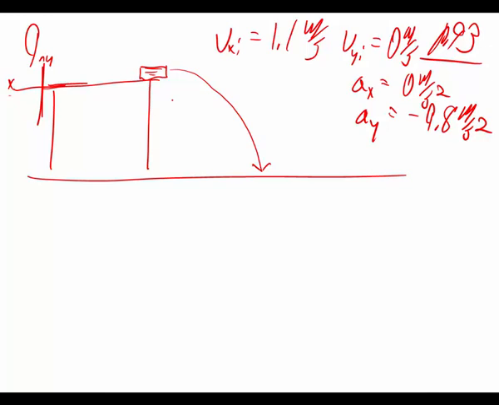Okay, conceptually in the x, no acceleration. Conceptually in the y, negative 9.8. Okay. Y velocity initial is 0. X velocity is what it told us, 1.1. Okay. All right. Ignore air resistance. Find the height of the tabletop above the floor. So we want to know delta y.